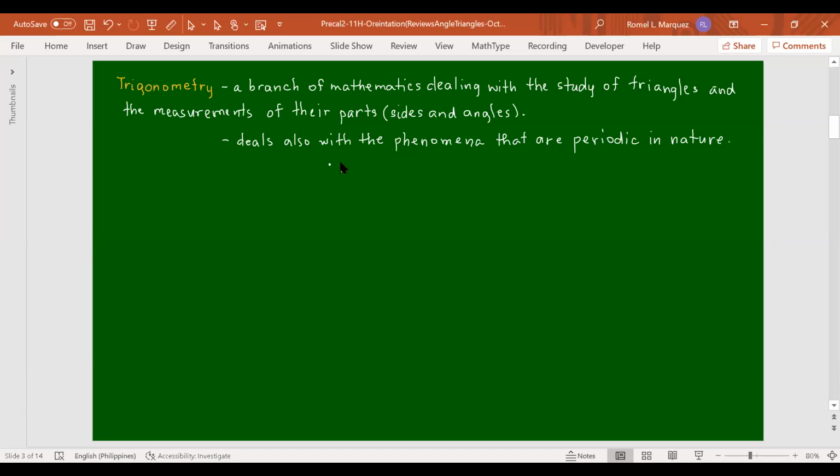Let's have here: motion of pendulum. What else? Vibration of spring. Orbit of Earth around the sun. And many more.